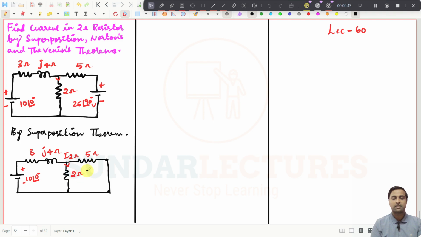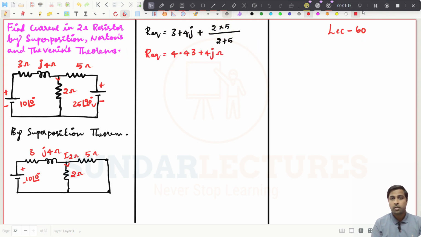See how these resistors are connected. These two resistors are connected in parallel. So the equivalent resistance will be, maybe I will write it down. These two are connected in parallel and this is connected in series with this parallel combination. So R equivalent can be 3 plus 4j connected in series with this parallel combination. For the parallel combination, you need to add these two resistors in the denominator and multiply these two resistors in the numerator. If I simplify this, I am getting R equivalent as 4.43 plus 4j ohms.